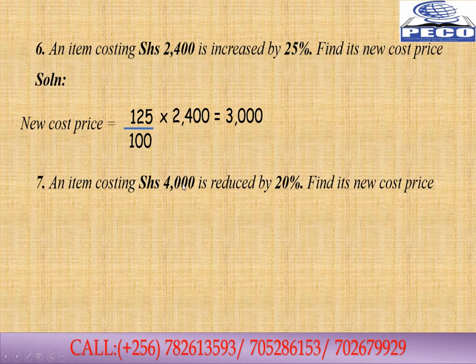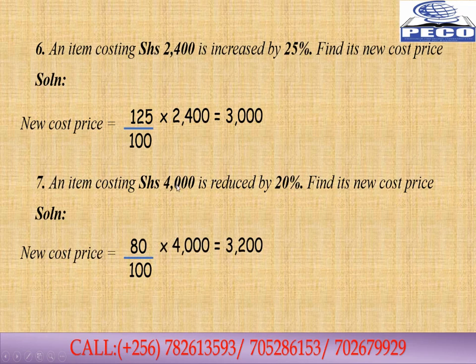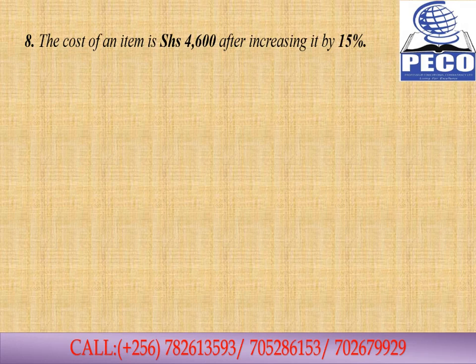Another example there, the same concept. An item costing 4,000 is reduced by 20%. Find the new cost price. You're reducing, so we shall get 100 minus 20. That gives us 80 out of 100 times 4,000. That is 3,200.